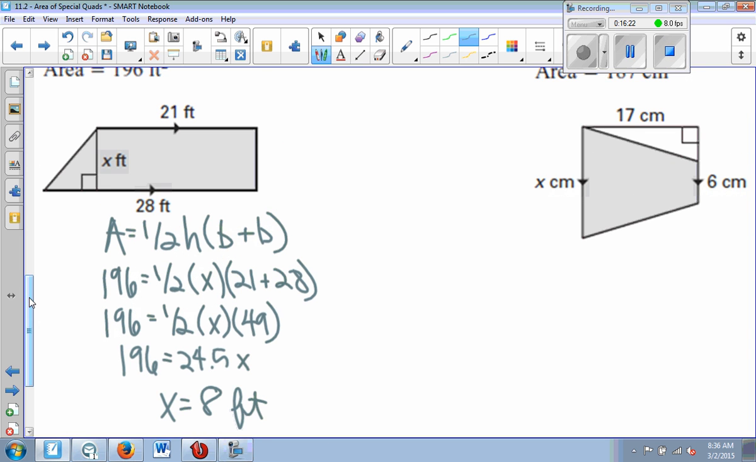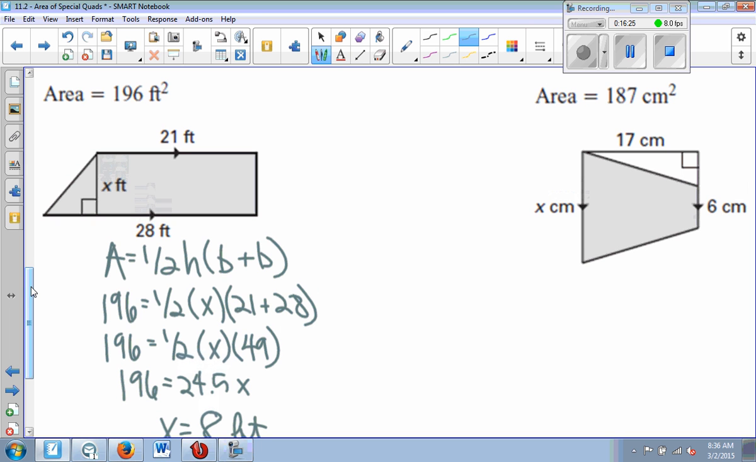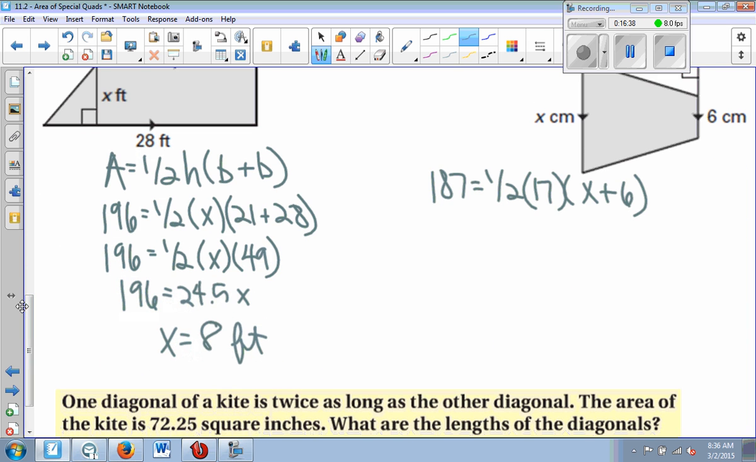The next problem is also a trapezoid. So let's start with the formula first, which I have written here on the left. So 187 equals 1/2 times the height of 17 times the bases added together, x plus 6. First thing I'm going to do is multiply the 1/2 and the 17. Half of 17 is 8.5. You can do two things at this point. We could distribute the 8.5 since it's a plus sign, or we could just divide both sides by 8.5, which is what I'm going to do.